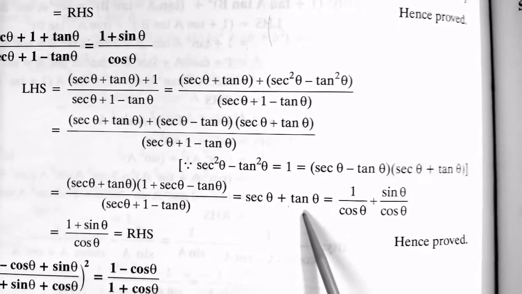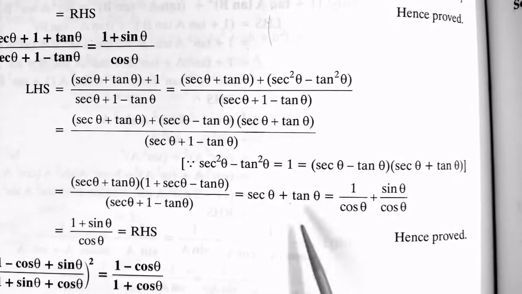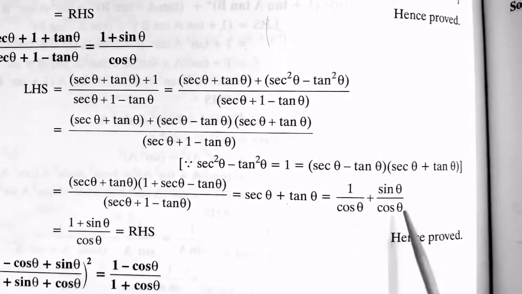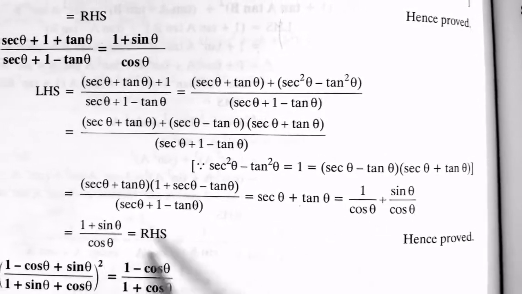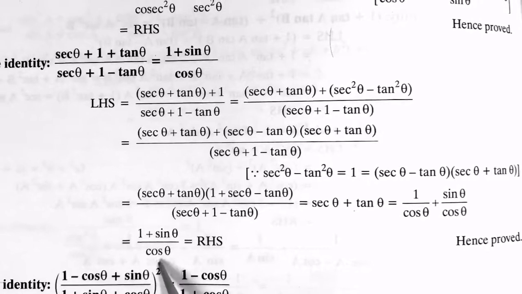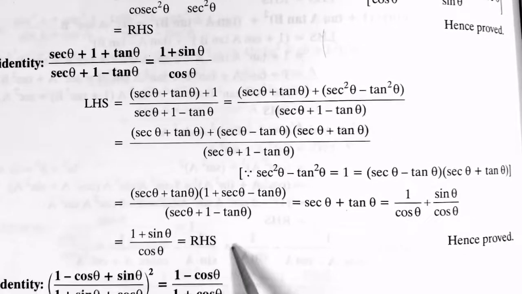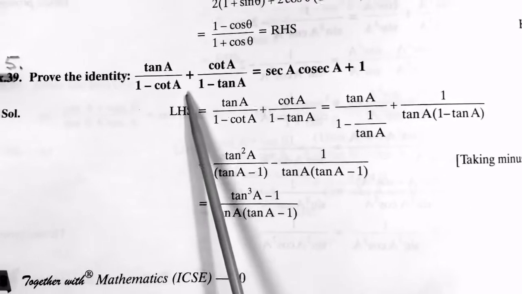Right, but we needed 1 plus sine over cos. So change, secant is 1 over cos and tan is sine over cos. So on taking LCM, we have 1 plus sine theta upon cos theta, which is equal to the right hand side. Next is another important question.